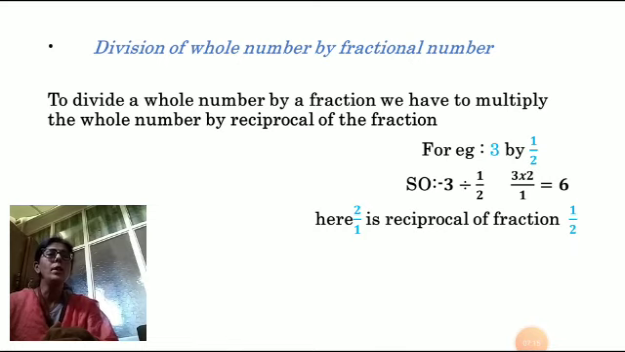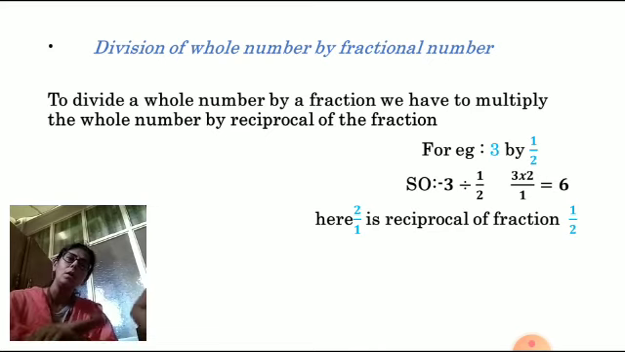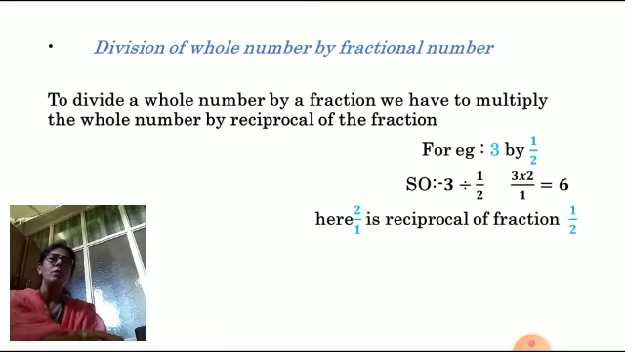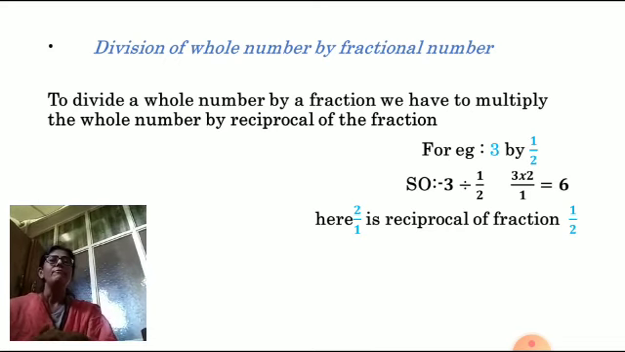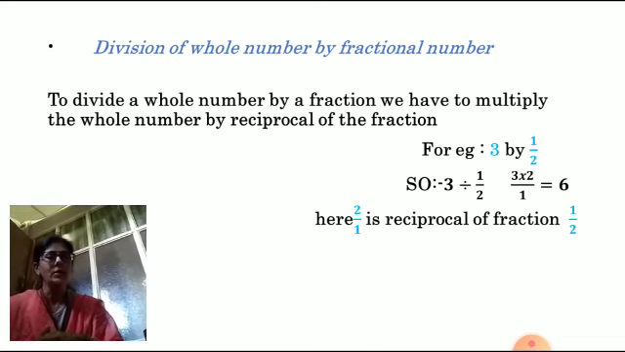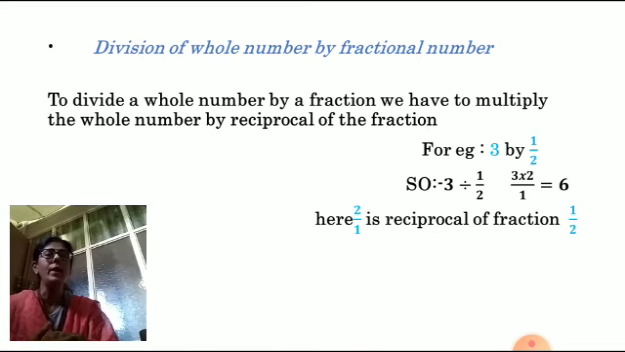Division of a whole number by the fractional number. Just now we have learnt about the division of a fractional number with the whole number. And now we have to divide the whole number by a fractional number. Understand? To divide a whole number by a fractional number, we have to multiply the whole number by the reciprocal of the fractional number.